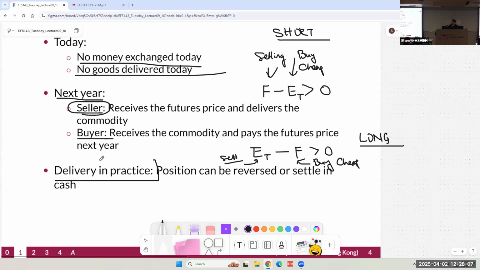So in practice, most engagement in forward contracts doesn't actually result in delivery of the underlying asset. These positions are often reversed or unwound before settlement date. All right, so I'm going to give you an example to show you what I mean by reversal or unwinding a position in terms of forward contracts.